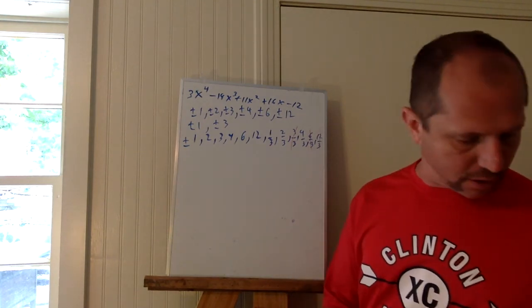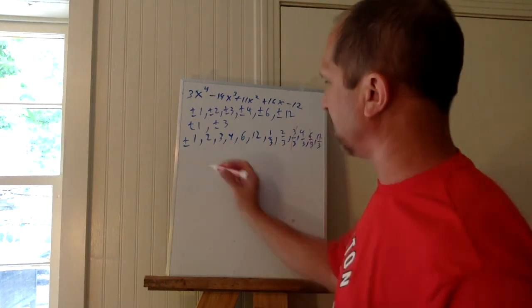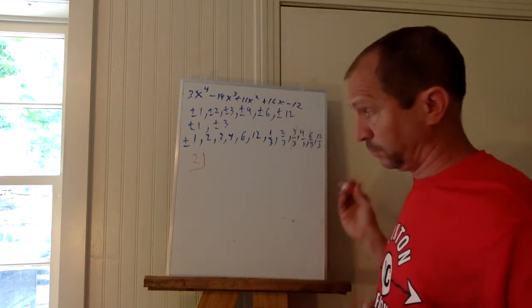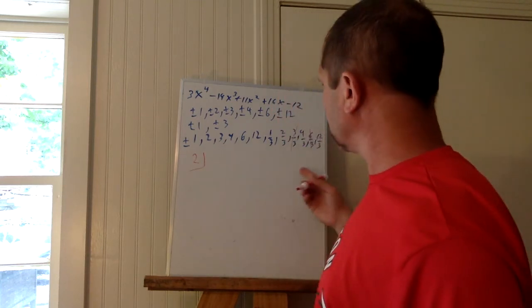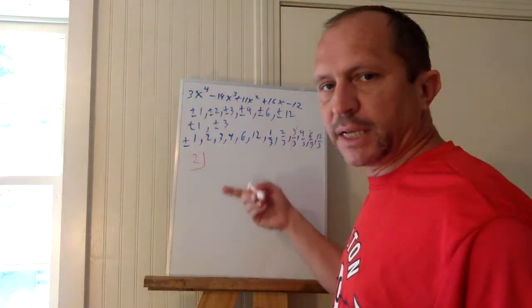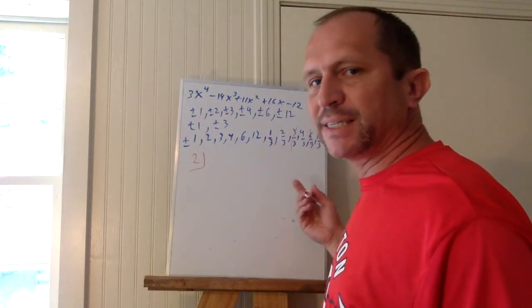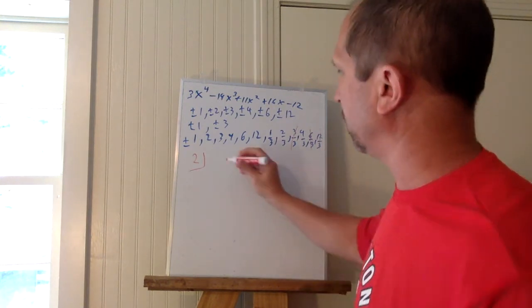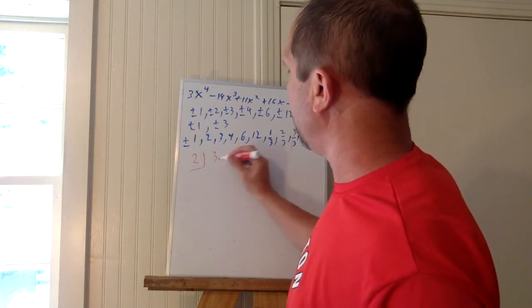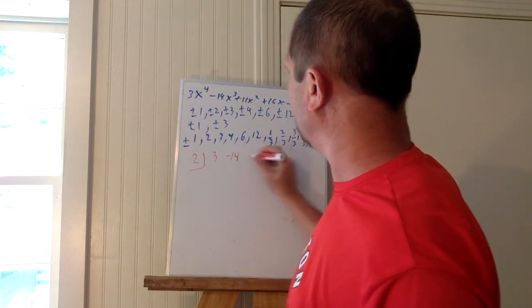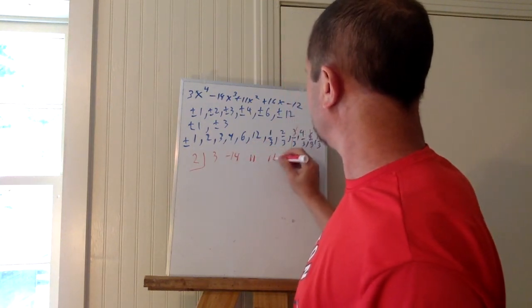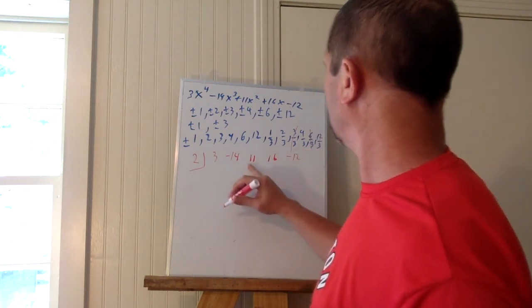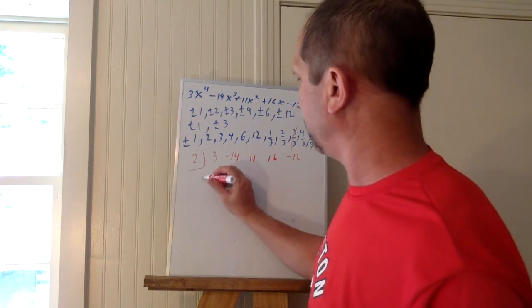I'm going to go with 2. Just see what happens with 2. I always like starting with a number like 2 just because 1 typically does not make the numbers any easier, but if you can get 2 to work, 2 is pretty easy to work with. And it also makes your next solutions a little bit easier to work with. So we go with 3, -14, 11, 16, -12. All right, I didn't leave any of them out.